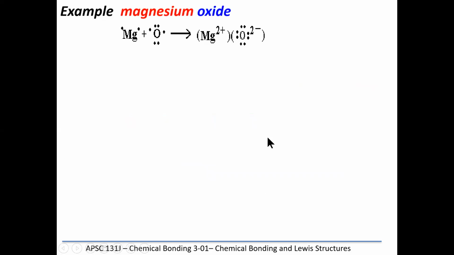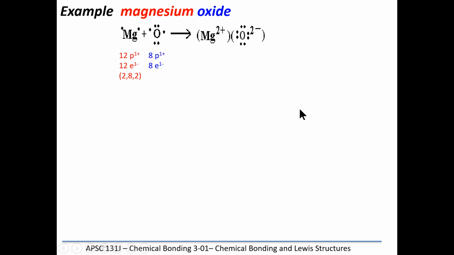Now, here's another example for magnesium oxide. Again, magnesium has a valence of 2. It's got 2 valence shell electrons. Oxide has 6 electrons in its outer shell. Again, if magnesium loses 2 electrons to oxygen, which gains the electrons, we can get a stable arrangement. Each of them becomes isoelectronic with a noble gas after it becomes an ion. So we have a magnesium ion and we have an oxide ion.